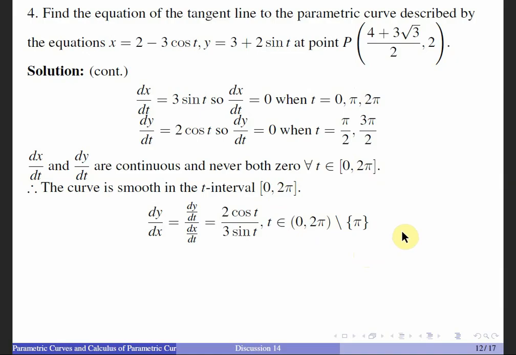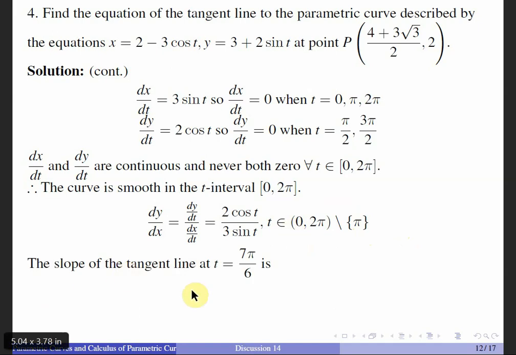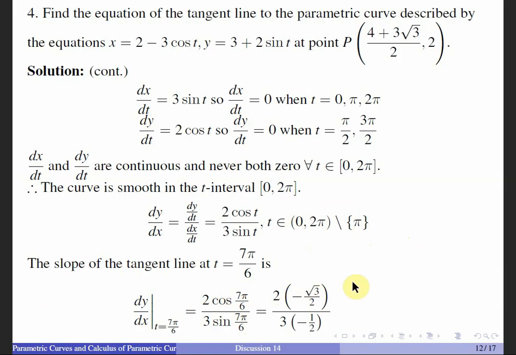Okay. So to get the slope, we just need to plug in the t that we computed earlier, that's 7 pi over 6. And we can do that because 7 pi over 6 is within this interval. So we have 2 cosine 7 pi over 6 over 3 sine 7 pi over 6. So we know these values. Cosine 7 pi over 6 is negative square root of 3 over 2. And sine 7 pi over 6 is negative 1/2. So these two are just what we computed earlier. So therefore you get a slope of 2 square root of 3 all over 3.